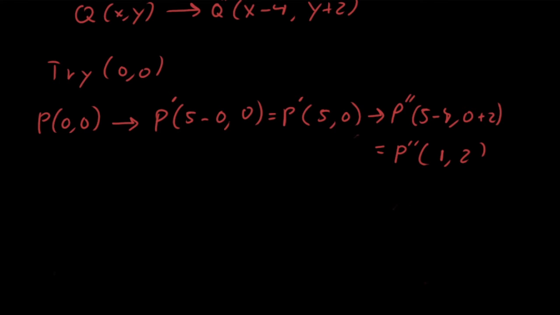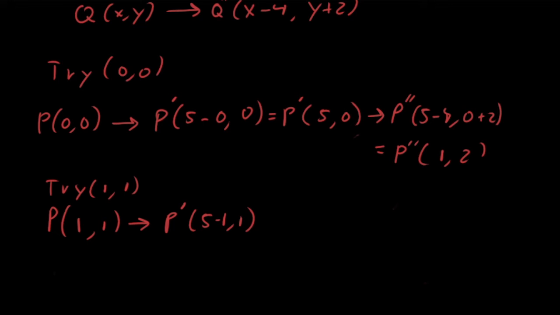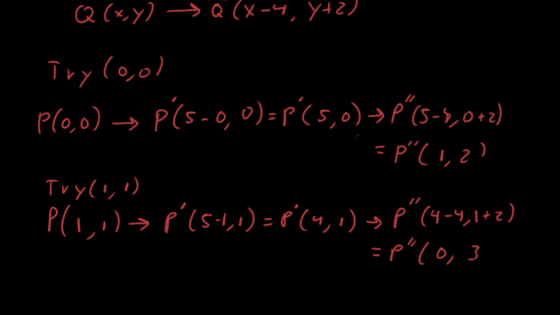Let's do one more and see if we can figure out what's going on. Let's try 1, 1. So P of 1, 1 goes to P prime, which is 5 minus 1, 1, which equals P prime 4, 1, which goes to P double prime 4 minus 4, and then 1 plus 2. And we know that this is going to be equal to 0, 3.